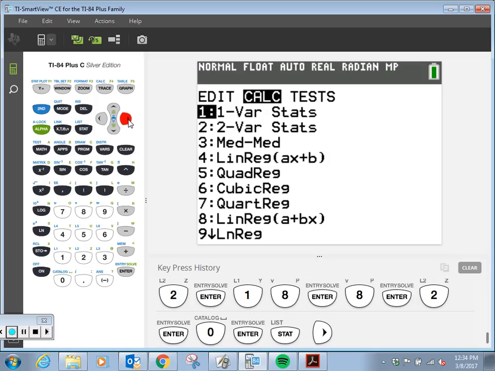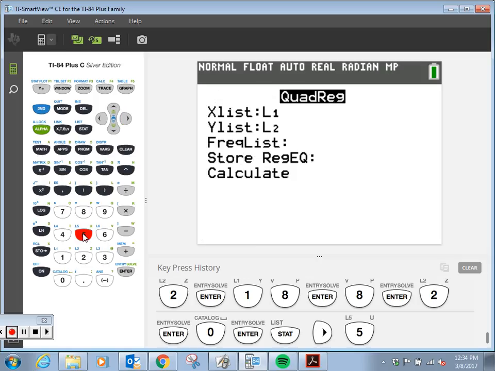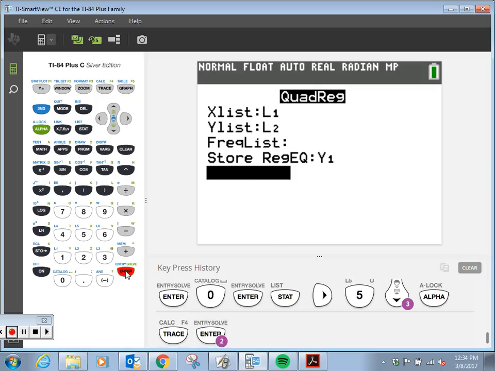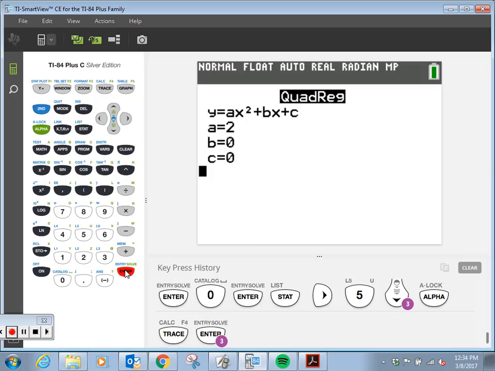Okay, now here is where this is going to be different. So we used to hit number 4 for linear regression. We've also hit 0 for exponential, but this is, we decided, quadratic. So we are going to hit number 5 for quadratic. And then this is also important. You need to go down to store. You're going to hit alpha, trace, and then enter, enter, enter. Again, if you need to go back through that again, then just rewind and watch it again.